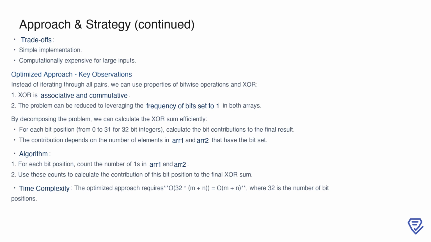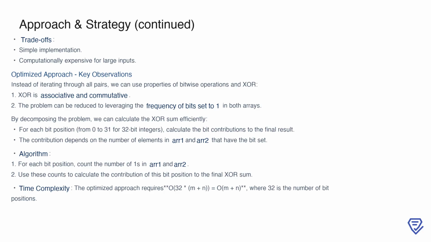For each bit position, from 0 to 31 for 32-bit integers, we count how many elements in the first array have this bit set to 1 and do the same for the second array. Using these counts, we can efficiently calculate the contribution of this bit position to the overall XOR sum. This drastically reduces the computational effort, as we only need to process each array once for all bit positions.